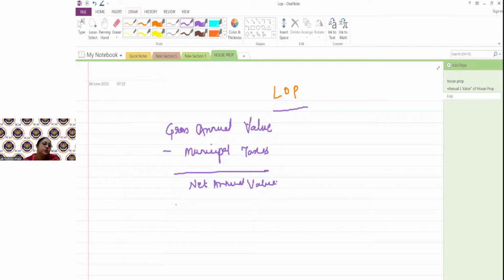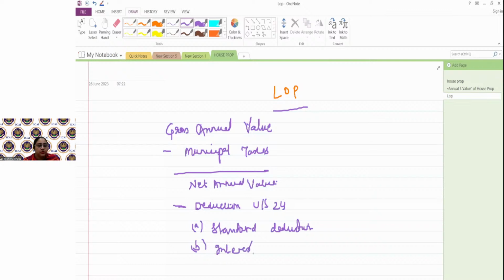From that we will be reducing some deductions under section 24, in which there are two types of deductions, A and B. A is the standard deduction. You don't have to copy it right now. And B is interest on the property during the year. And it would result in my income from house property.